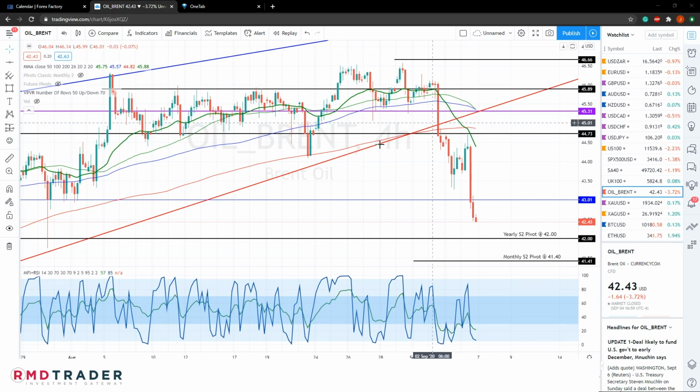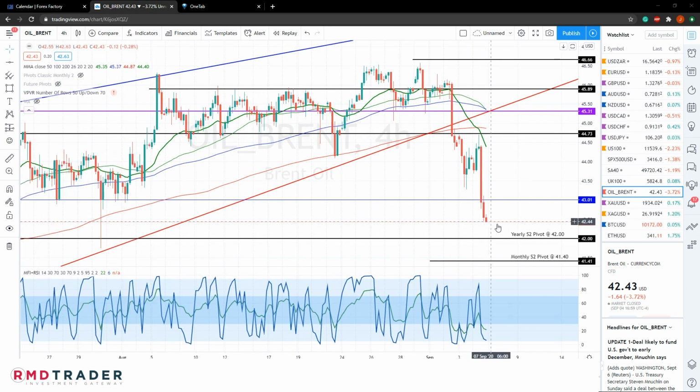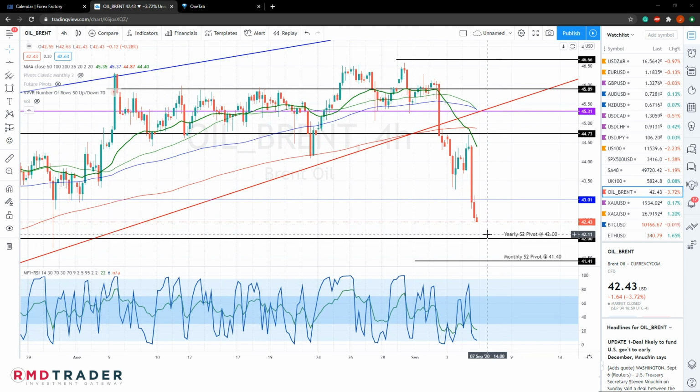Looking at Brent crude oil stocks, we saw a large sell-off last week, with price breaking through the diagonal support and also the 4-hour 200 SMA. We did see a brief retest towards the previous area of support, which was at 44.73, and that followed another large sell-off with strong bearish momentum, currently probably taking us towards this 42 level, which is where we will find our yearly S2 pivot.